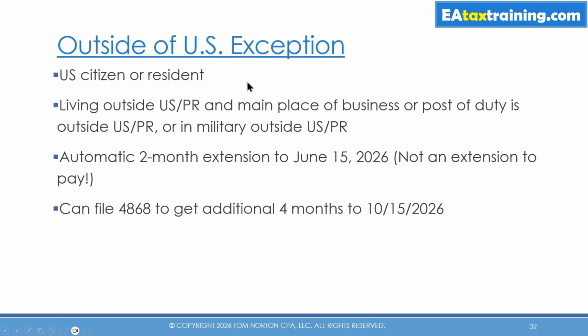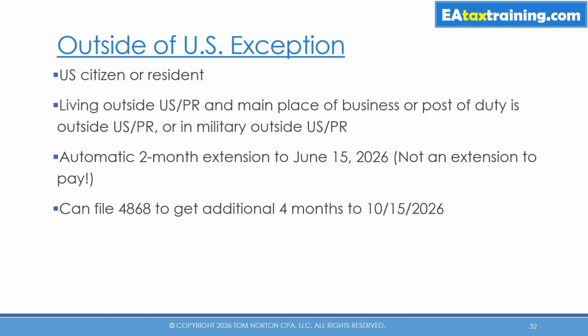Also, going back to these requirements, remember, this is for a U.S. citizen or resident who is living and working outside of the United States. Not just working, but their place of business is outside of the United States. So if you're just on a business trip on April 15th, you do not get this extension. Or if you're just on vacation, you do not get this extension. You have to be living and your place of business is outside of the United States in order to get this automatic extension.